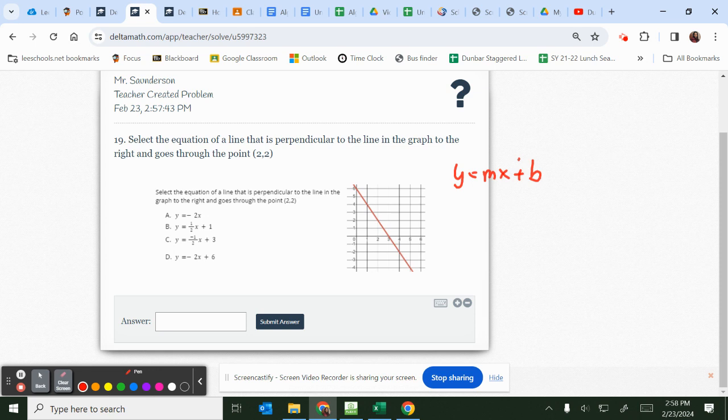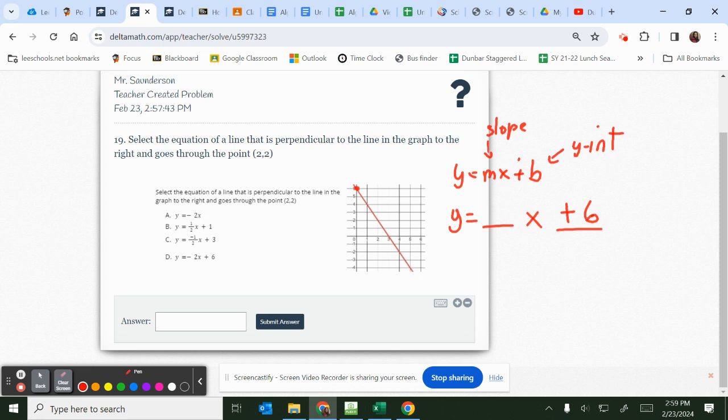Again, you know that y is your total, m is your slope, and b is your y-intercept. So in this case, you're going to have y equals some slope x plus some y-intercept. The y-intercept is the easiest thing to find because it's where you cross the y-axis. I saw that I crossed the y-axis at positive 6. Now I need to find my slope.